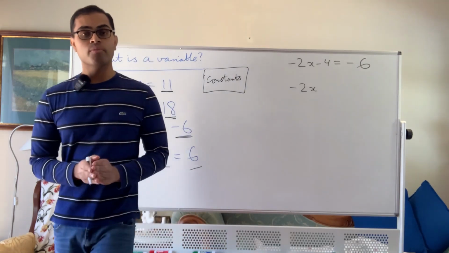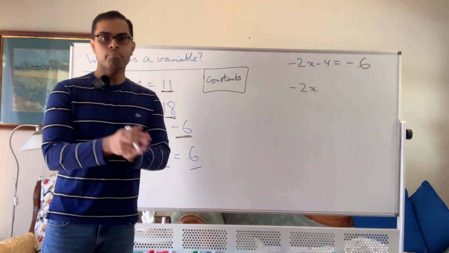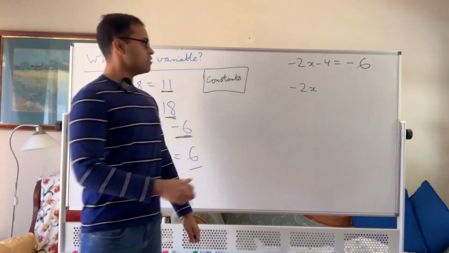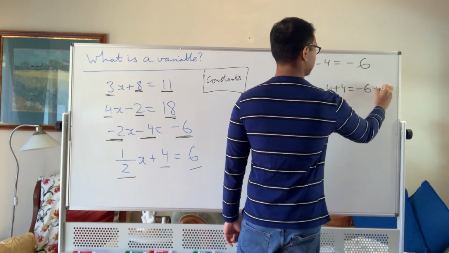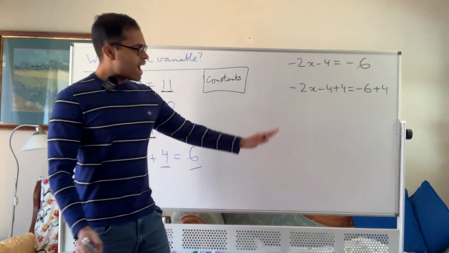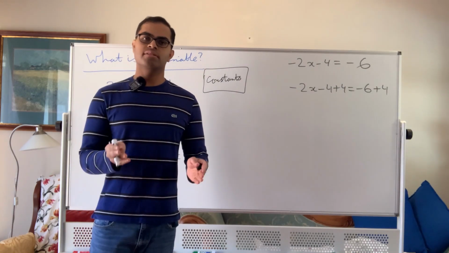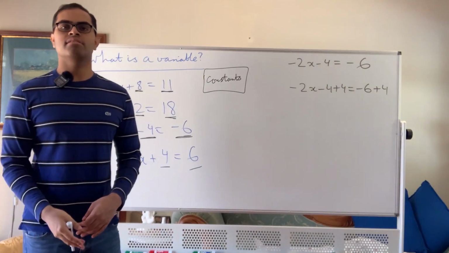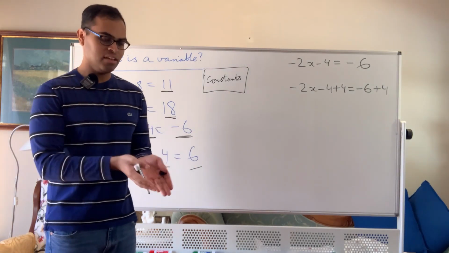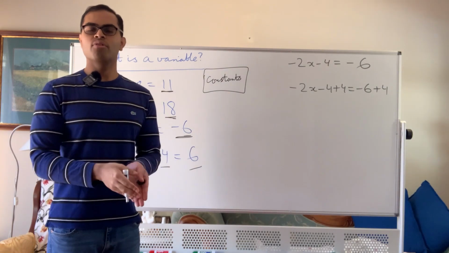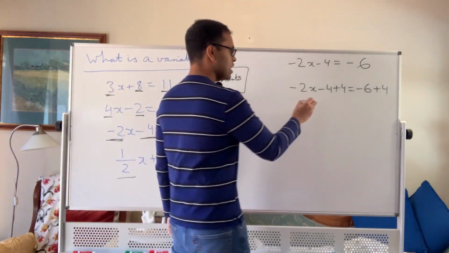So what do we do to both sides of the equation? We add 4, because negative 4 plus 4 is 0. Okay, so here we have minus 2x minus 4 plus 4 is equal to minus 6 plus 4. The point is that adding 4 to both sides of an equation will keep a new equation, because if two things are equal, you can add 4 to both sides of that equation and the two new things will still be equal, because something is equal to something. You add 4 to both the somethings, you get the same things back. So here you have this.